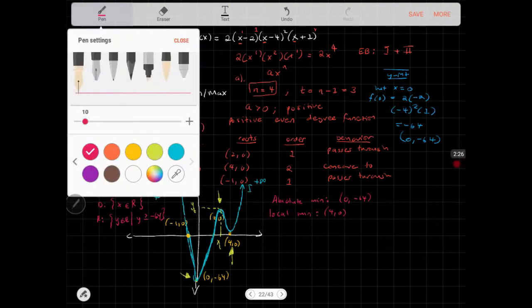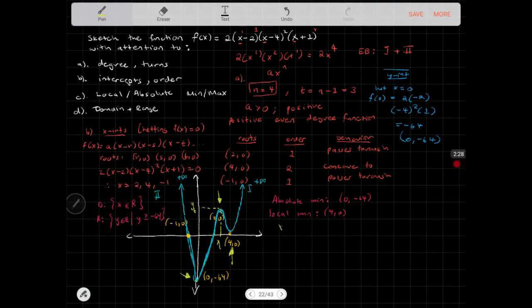So to find this maximum point, what we need to do is find the midpoint, right? So the x value of the turn here is 2 plus 4 divided by 2, which is 6 over 2, which is 3. And then you just do f of 3. Okay, so you do 2 times (3 minus 2), (3 minus 4) squared, (3 plus 1), and then you get 2 times 1 times (-1) squared times 4, which is 9 times 4 is 36, times 2, that's 72. Okay, so f of 3 is 72.